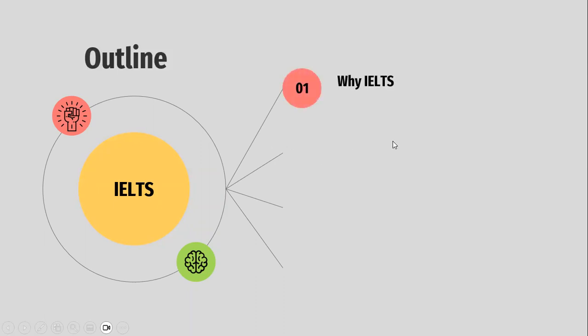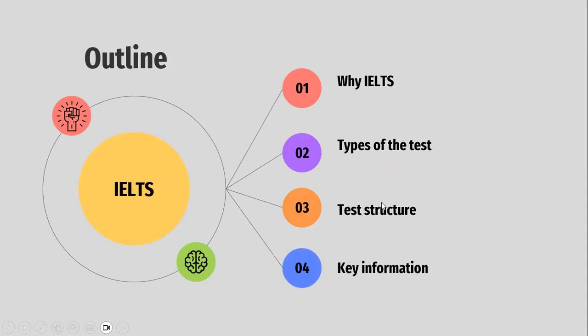The first thing that we're going to talk about is why IELTS, why we're going to choose IELTS, and why we take IELTS. The second thing is going to be the types of the test. Then we're going to talk about the test structure and how it is different from one type to another. And finally, we're going to talk about some key information of the test, the things that will help us understand the test better so we can pass it more easily.